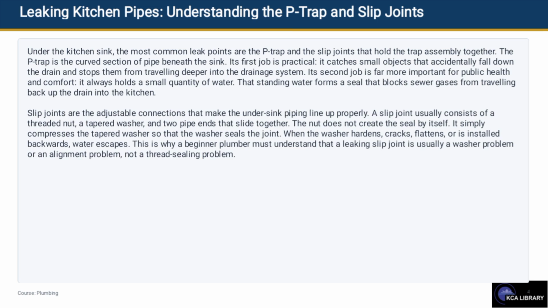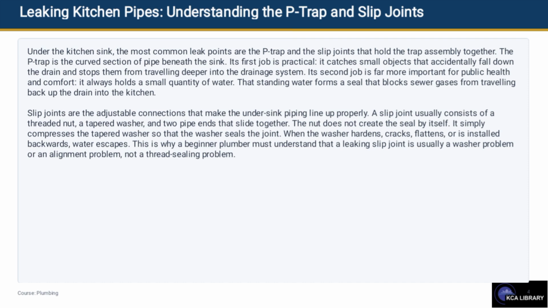Let's look at leaking kitchen pipes, understanding the P-trap and the slip joints. So under the kitchen sink, the most common leak points are the P-trap and the slip joints that hold the trap assembly together. So what's the P-trap? The P-trap is the curved section of pipe beneath the sink. So underneath your sink, that curved section is called the P-trap. Its first job is practical. It catches small objects that accidentally fall down the drain and stops them from traveling deep into the drainage system.